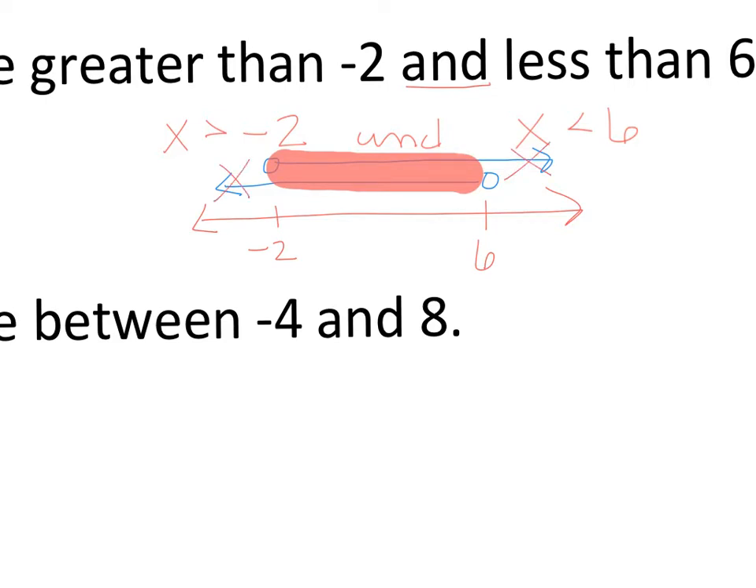So when I write my final answer here, I've got an open circle on -2, an open circle on 6, and I'm shading everything in between. That's what that means, okay? So it has to be true for both. So the only place we have a double line, or where it's true for both, is in the middle.